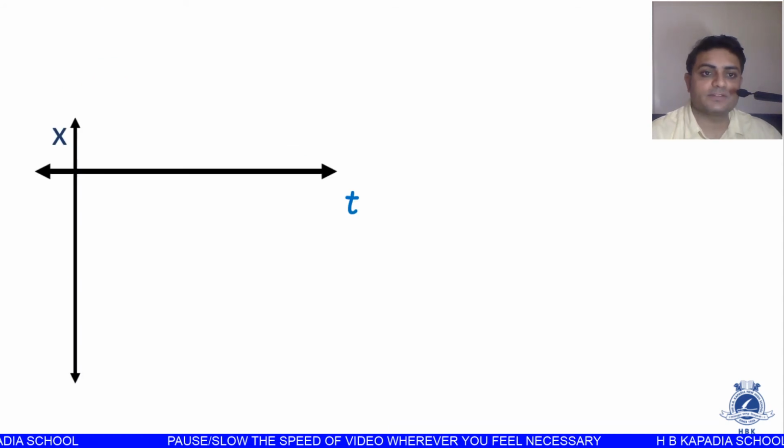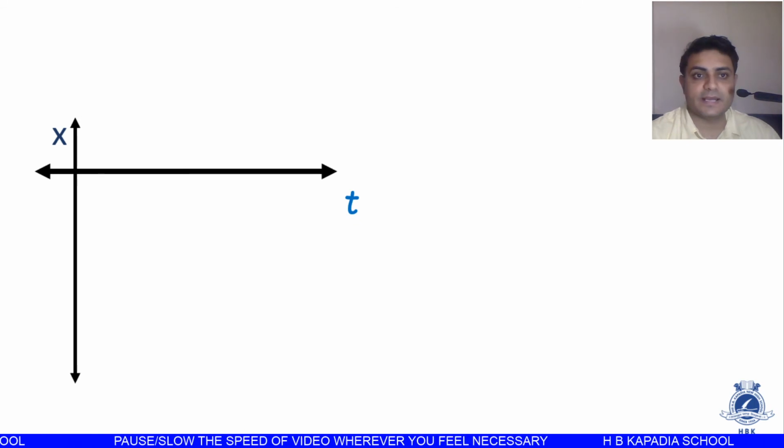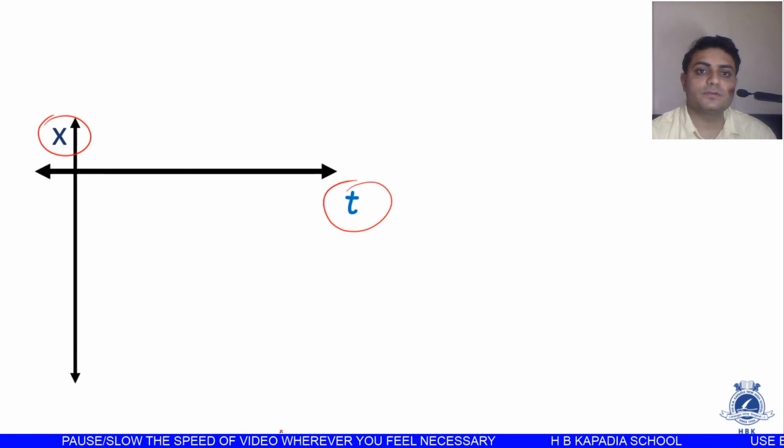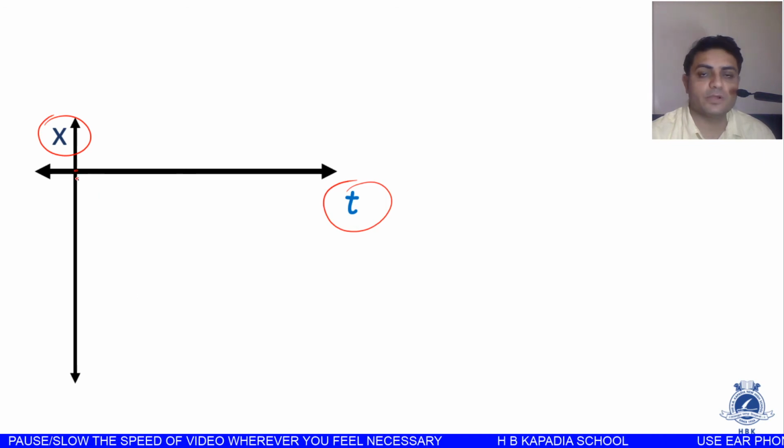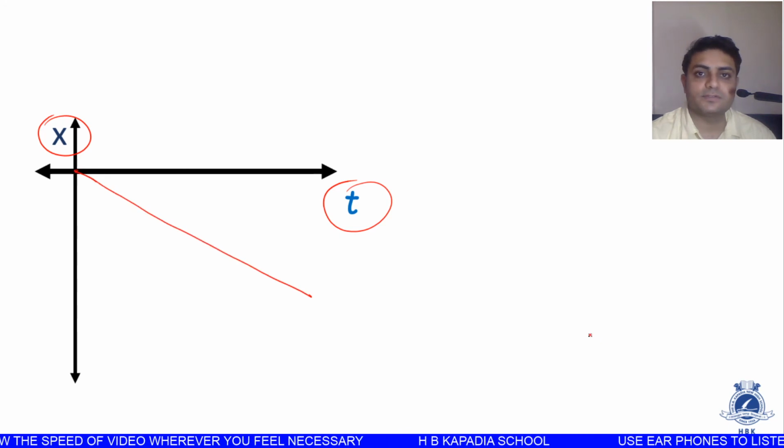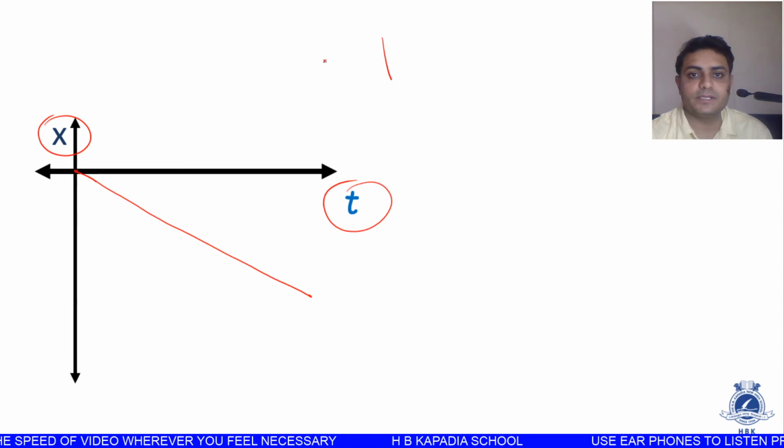Let's see the next graph. If you are moving somewhere along the negative direction, then your graph of x versus t will be like this. If you are at the origin, and from the origin you are moving towards the negative x-axis, then in that case your graph will be like this. Let me explain it in detail.